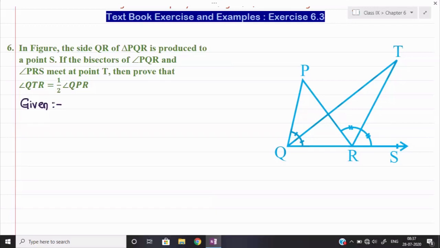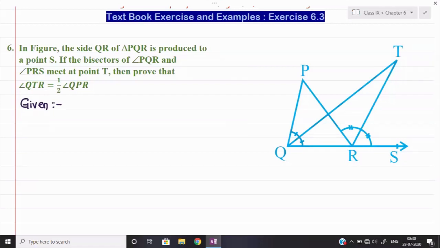right? And then they are saying if the bisector of angle PQR, meaning angle Q, we have drawn its bisector. So look at the angle Q. From the angle Q, we have drawn one line QT, and QT is bisecting the angle Q into two equal parts. Similarly, we have bisected the angle R also. So the bisector of angle R and the bisector of angle Q, both the bisectors are drawn in one direction, and then they are meeting at one particular point. That point is here, T.